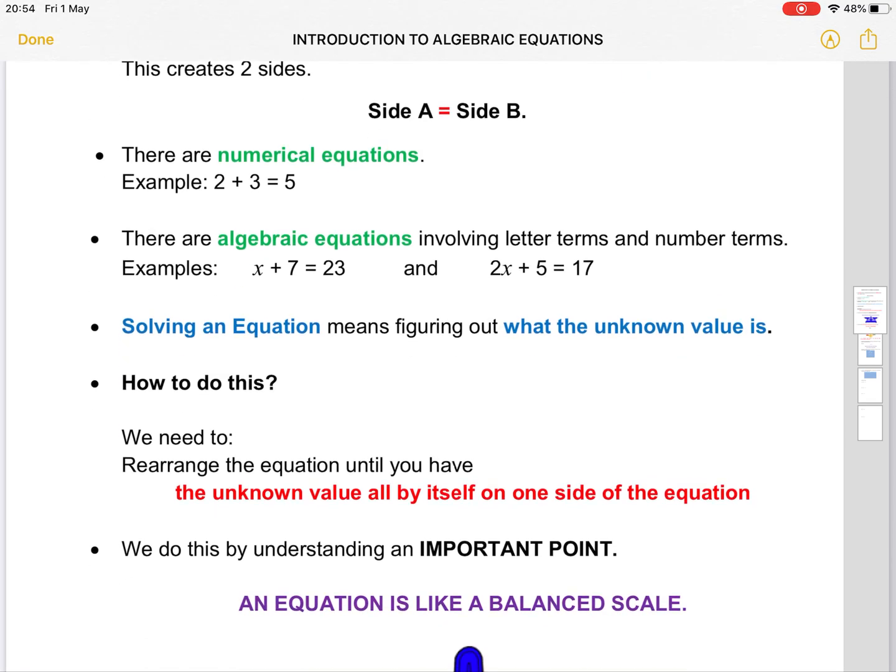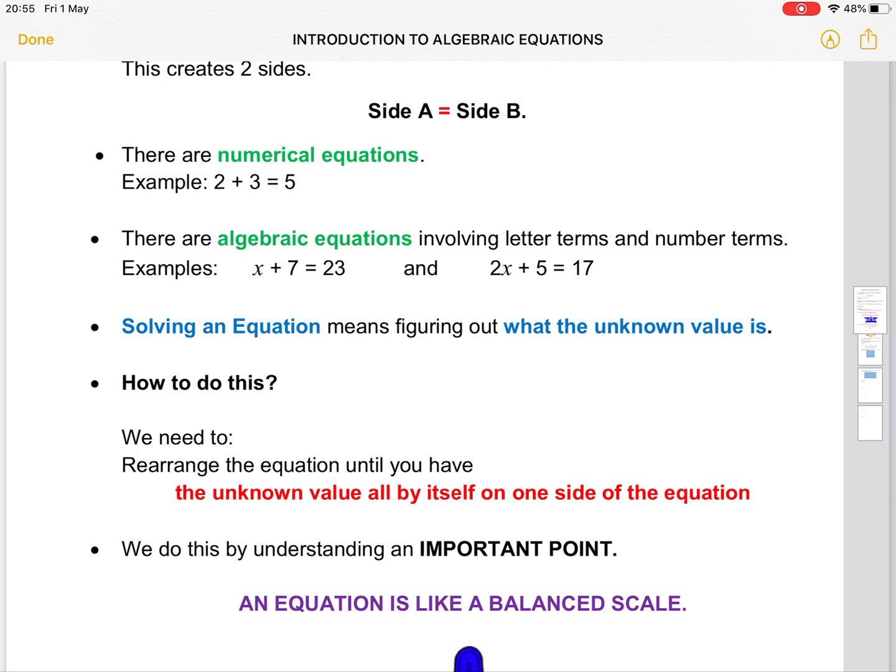For example, what is A? What is the value of A? What is the value of B? What is the value of X? Okay? The value of the unknown letter. Now, how can we solve an equation?